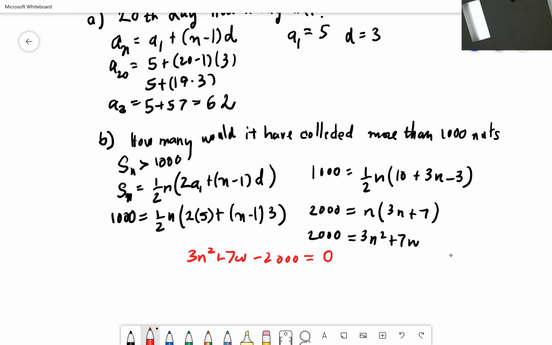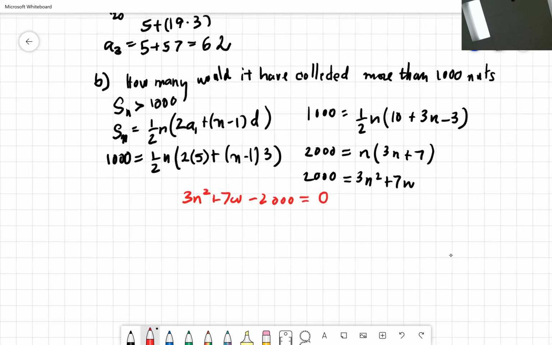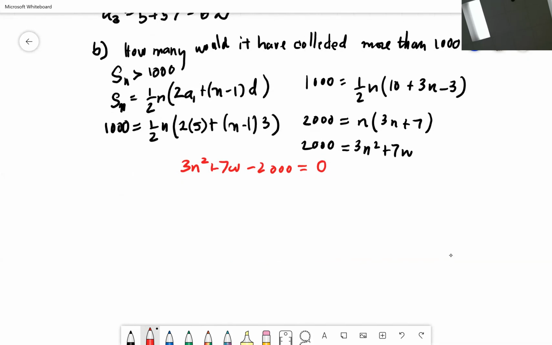So I'm not sure we can factor this. It doesn't feel like it. Those of you who tried it at home, was it factorable or was it not? It doesn't feel like it is, right? I might be wrong though. Doesn't feel like it. So A is 3, B is 7, C is negative 2,000. I'm going to go ahead and use the quadratic formula. So x equals negative b.